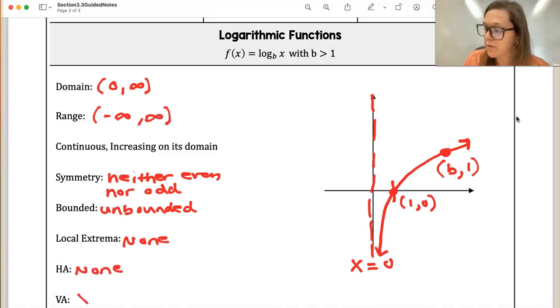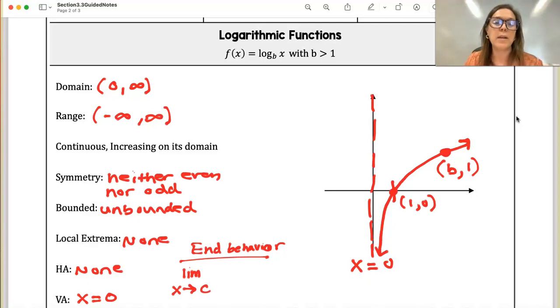We do have a vertical asymptote at x equals 0, and that may change if we shift. Actually, if we shift left or right, right? So if we move our graph to the left or right, then it's going to change your vertical asymptote. And then our end behavior, I'm going to squeeze that in here. End behavior, you write it where it says end behavior. So the limit as x approaches 0 is what we did yesterday, but I do want to do a tweak to that.